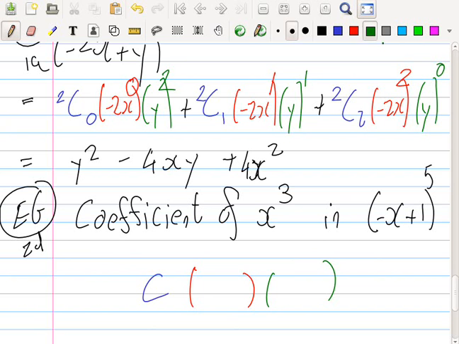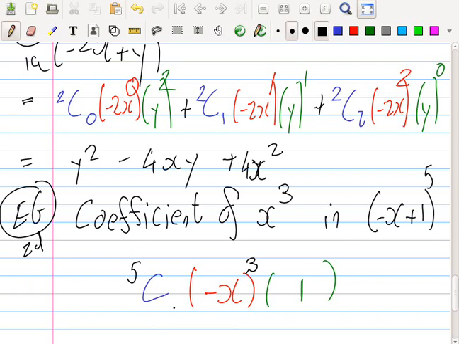Now, back to red. What goes in this first bracket? Minus x. And what goes in this second bracket? 1. Okay, now time for the numbers. So this is the tricky part. So please pay attention, listen carefully. What power do I want for x? 3. So I must have 3 here. I must. Because of that. Now, the number that goes here is always the power that you're expanding in, which in this case is 5.